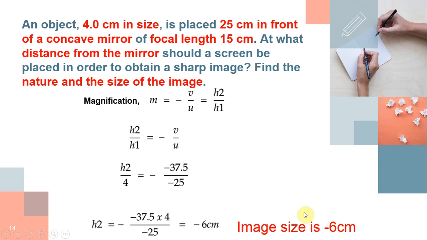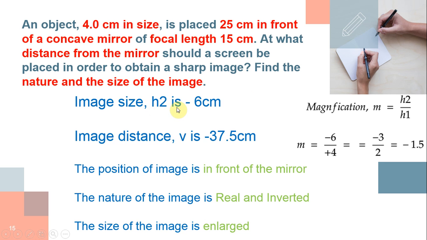Here minus indicates the image is formed below the principal axis, so it has a minus value. So the nature of the image is real and inverted. We find H2 is equal to minus 6 and V is equal to minus 37.5 centimeter.